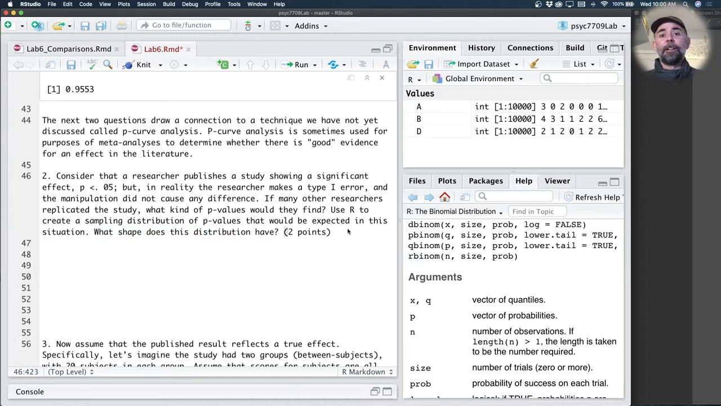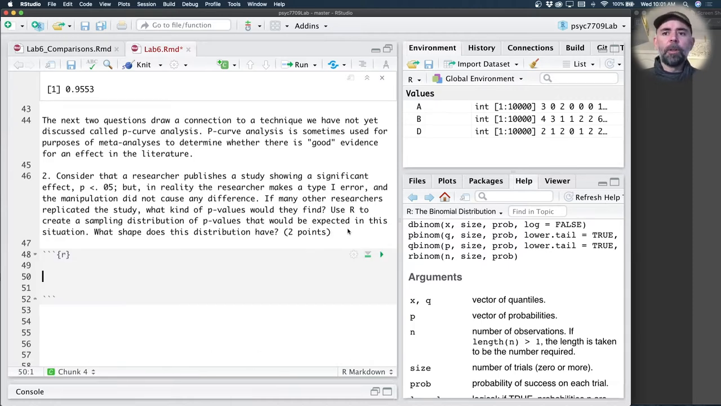Well, that's the point of this question. Let's see if we could figure it out. We could approach this in a number of different ways. Here's how I'm going to do it. I'm going to go back to our t-test example. I'm going to simulate a null hypothesis, and then I'm going to get my p-values from that simulation. I'm going to do that simulation a whole bunch of times and save all the p-values and see what I get. So let me try to talk this one out loud.